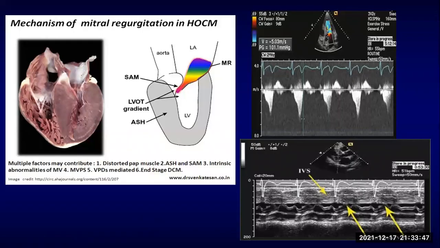And as we said, we have sometimes an association with LVOT obstruction, and we have a systolic anterior motion in case of hypertrophic obstructive cardiomyopathy. Here we can see the systolic anterior motion on M mode and the gradient with a dagger shape, okay? And sometimes we have a mitral regurgitation due to the SAM.